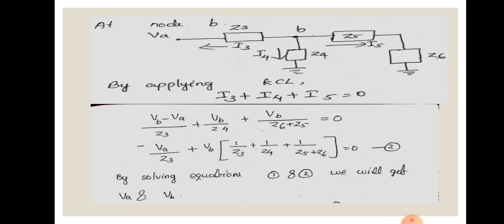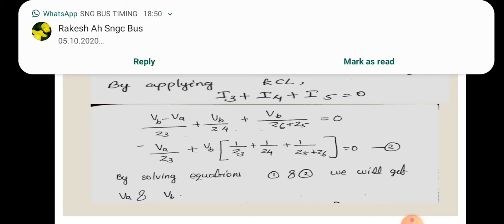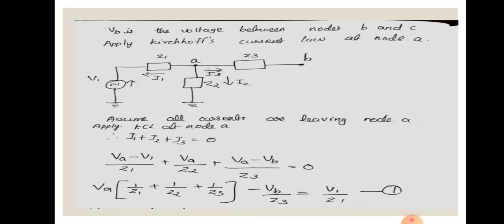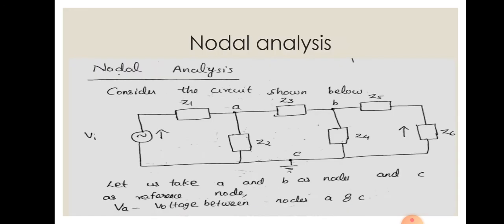And you can separate VA terms and VB terms. So you get the equation minus VA by Z3 plus VB into (1 by Z3 plus 1 by Z4 plus 1 by (Z5 plus Z6)) equal to 0. That is the second equation. So you got two equations, equation 1 and equation 2, both in the variables VA and VB. You can solve equations 1 and 2 to get the unknown variables. This is the method to solve the equations using nodal analysis, and the primary concern here is that the input source is an AC source.